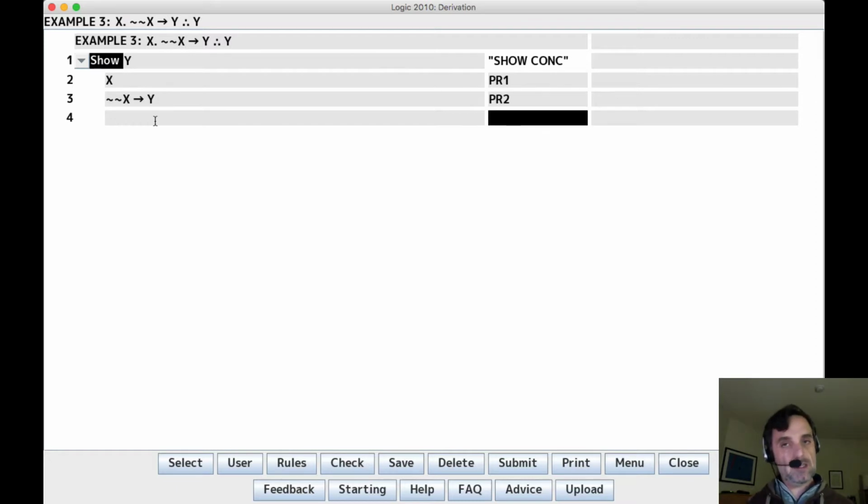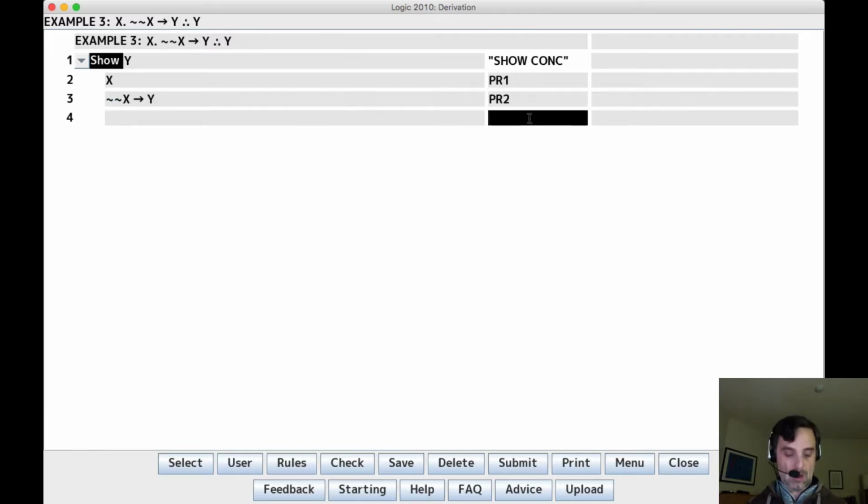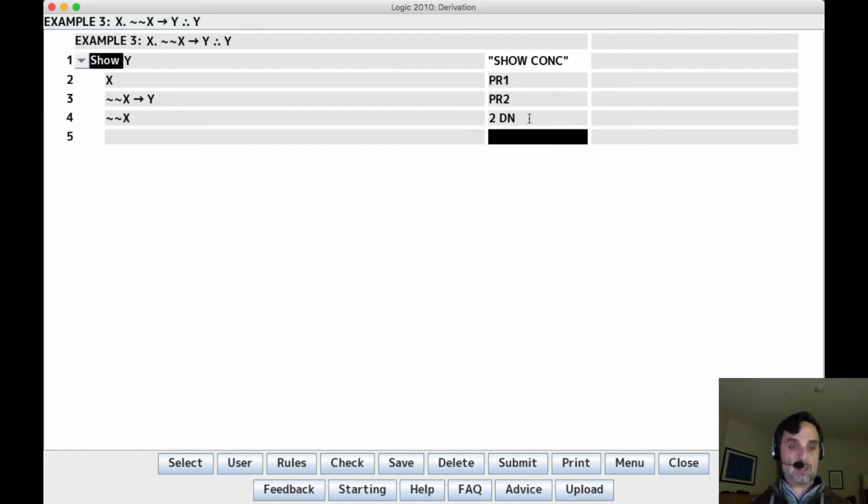Well, if we look at what the basic strategy suggestion is, it says, if you can't do modus ponens or modus tollens right away, use double negation to let you do modus ponens or modus tollens. So what we need for modus ponens is not x. Okay, so how are we going to get not x? Well, if we put 2 negations on line 2, we'll get not x. So we'll say 2 double negation, and we get not x. And now we can do modus ponens with 3 and 4, because 4 is the antecedent of 3.